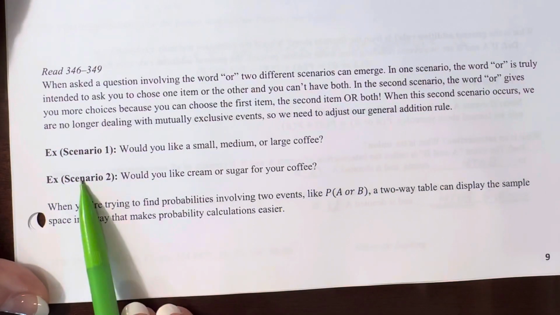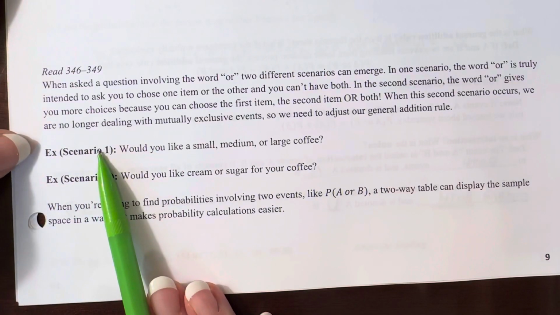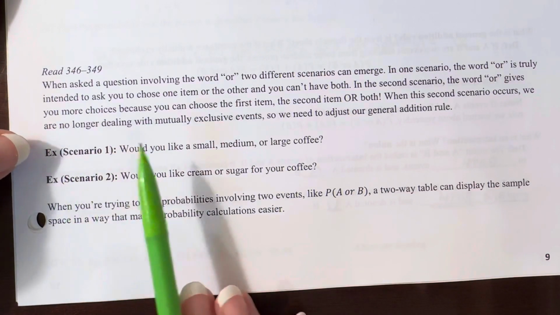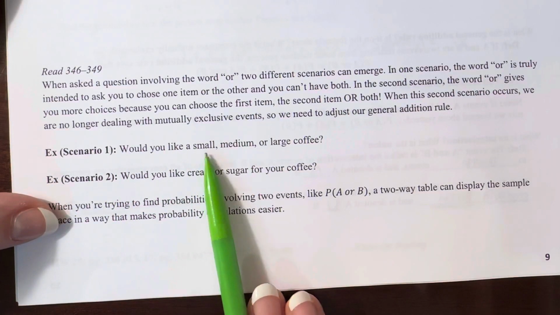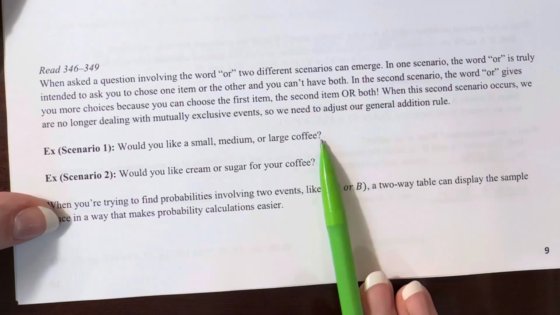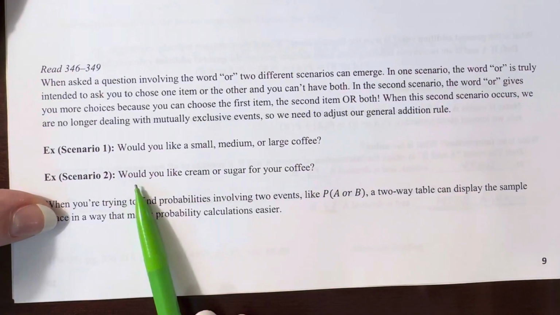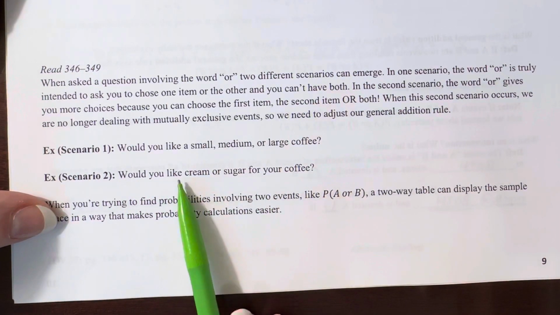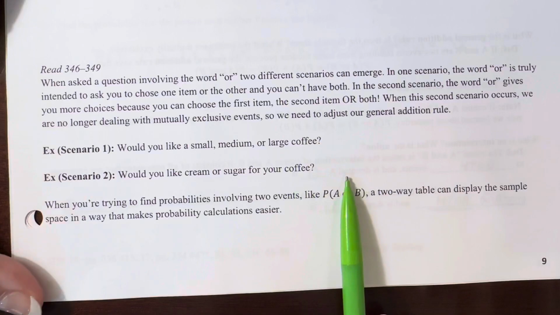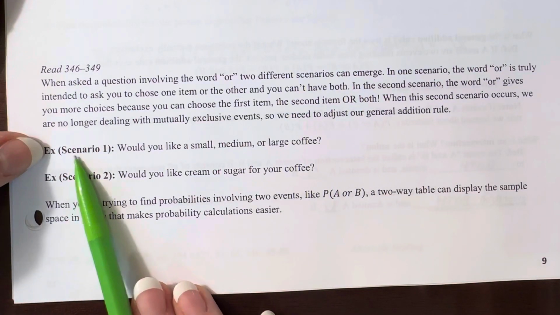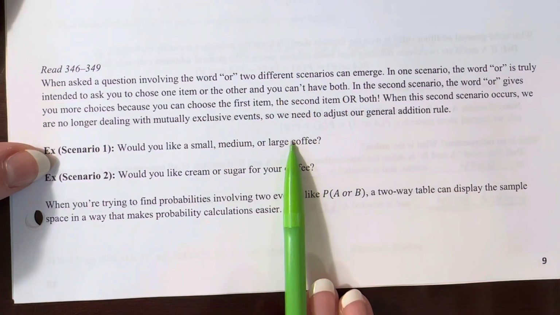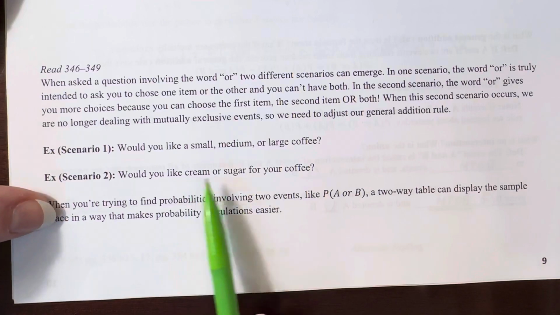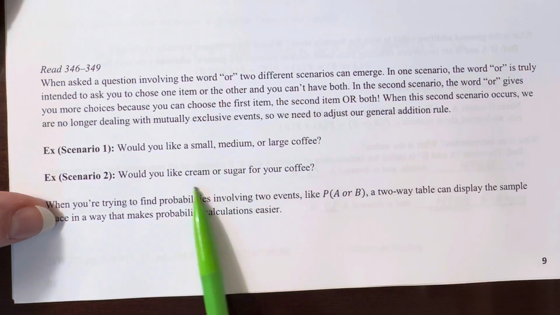All right, now, this is an example of two different scenarios where you could have both events occur. If someone asks you, would you like a small, medium, or large coffee? You could answer any one of those three. Would you like cream or sugar for your coffee? You could answer either one of those, or you could have both. In this scenario, small, medium, large, you could only really choose one of those. Cream or sugar, you could have one, the other, or both.